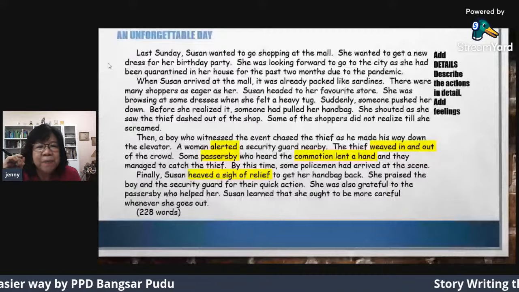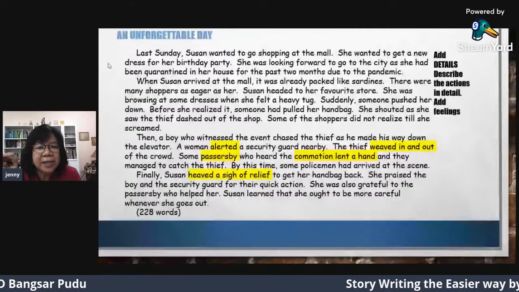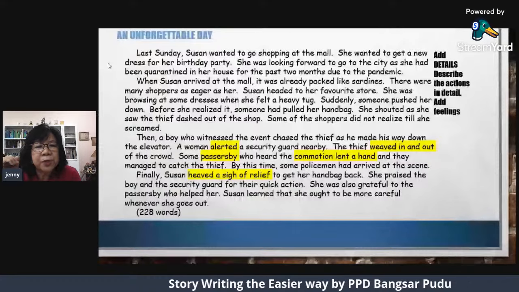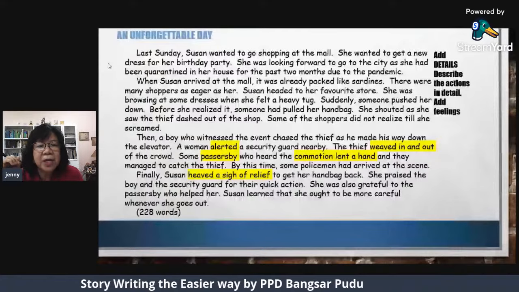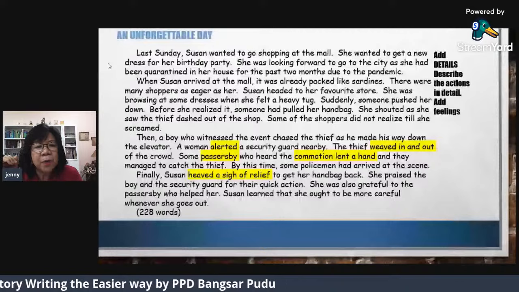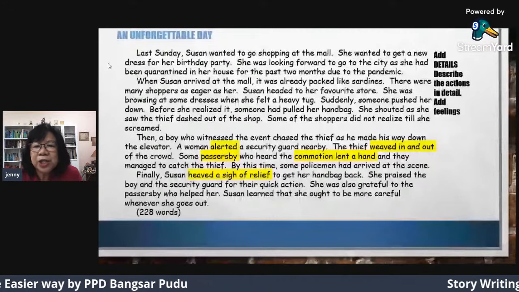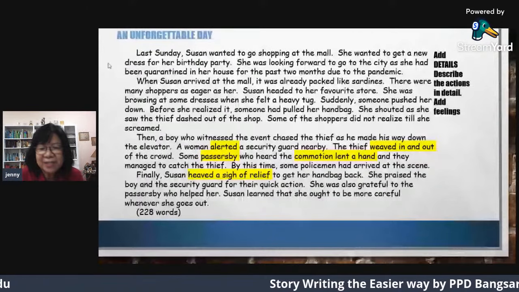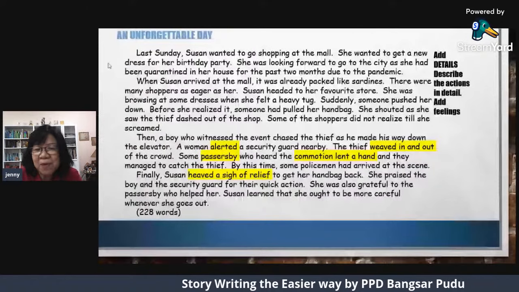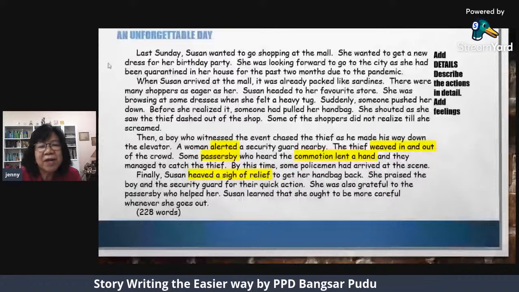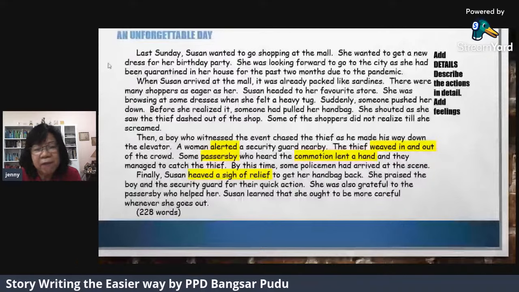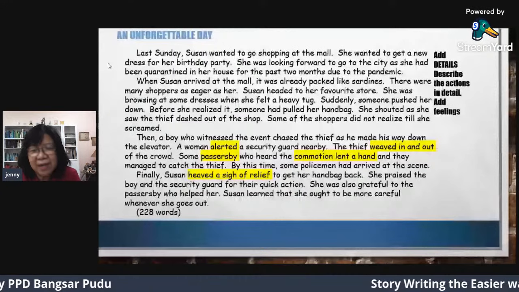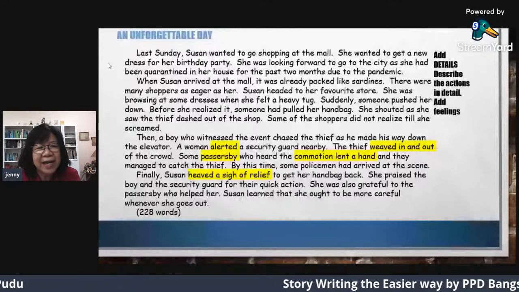All right. She praised the boy and the security guard for their quick action. She was also grateful to the passers-by who helped her. Susan learned that she ought to be more careful whenever she goes out. Okay. It's short, but very simple one. Okay, so this is already sufficient for you for SPM level. Okay, we will look at one more, which is a little bit higher, an A script.